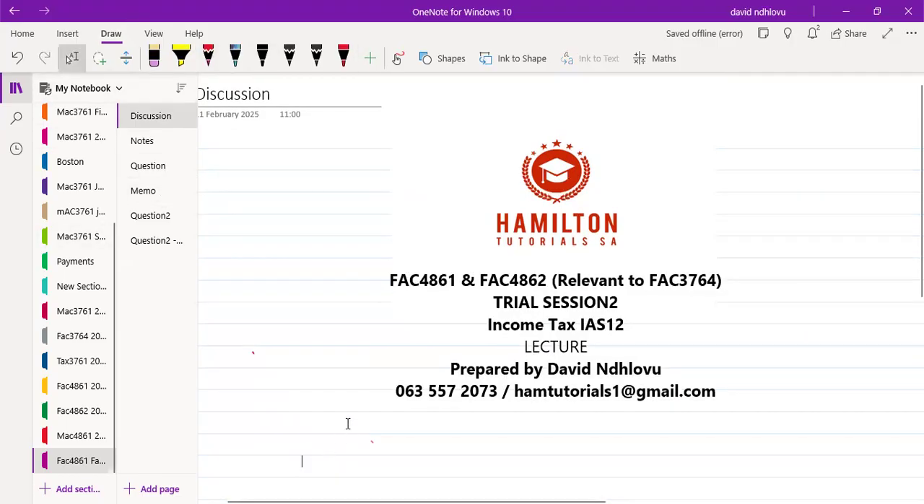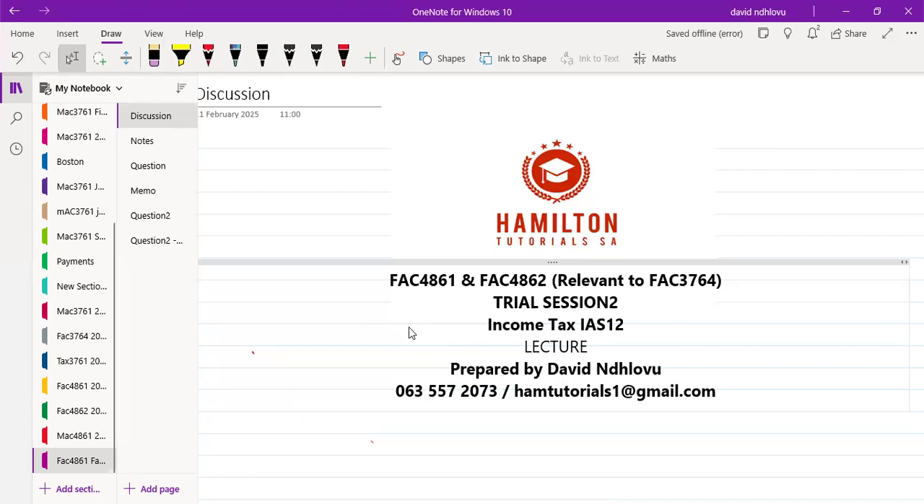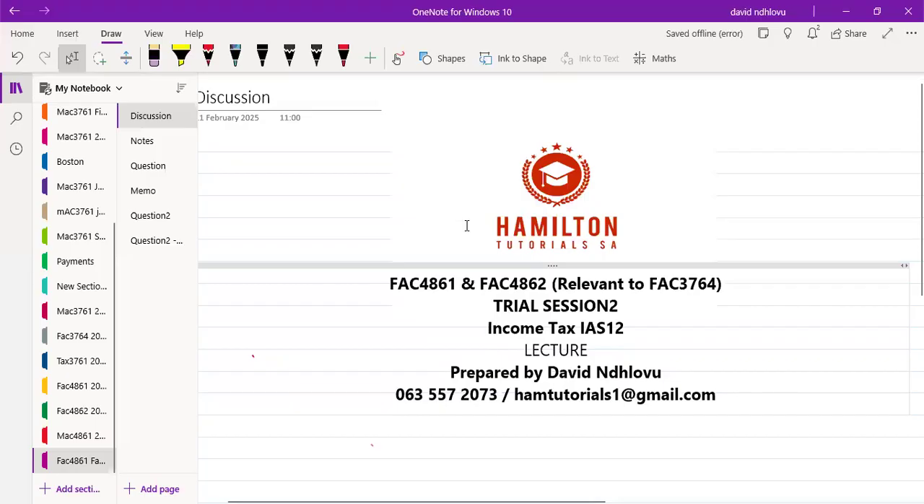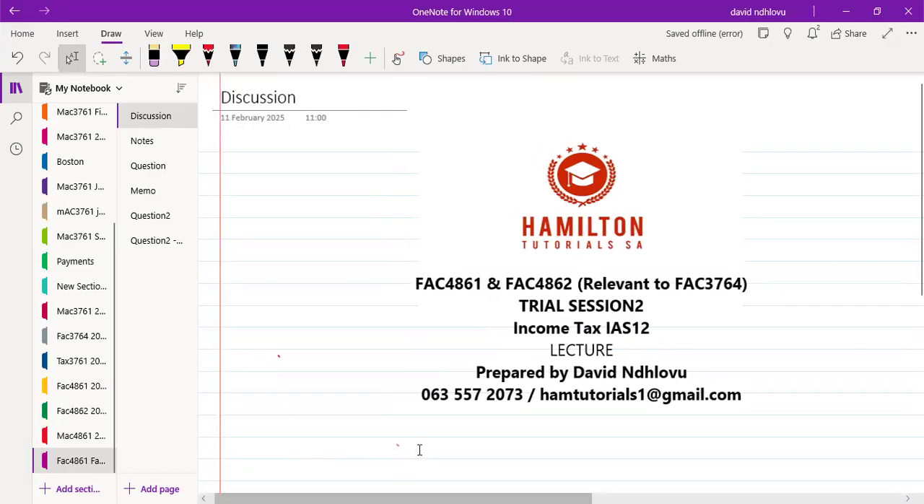Right. So this is relevant for CTA1, CTA2, and also for the guys doing CT1, since we are introducing income tax and basically just revising the prior learning in your undergraduate studies. All right. So next week we'll then add a few more complications to the work that we've already started. But this week is still a continuation of that introduction.